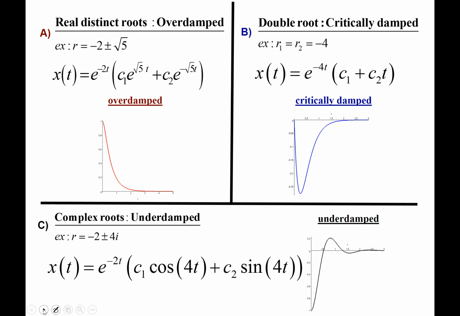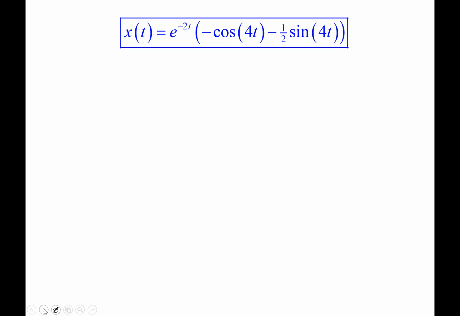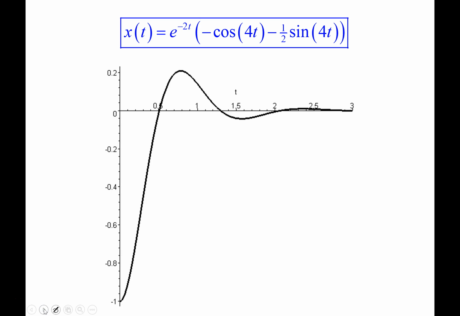Okay, and here's an actual graph, I believe, of where I pick a C1 and C2 from the previous solution, and it's just a blow up of that graph where we have the oscillations, and then eventually we get to equilibrium.